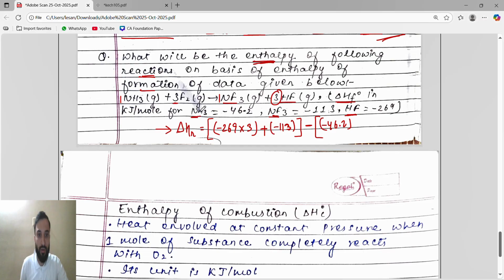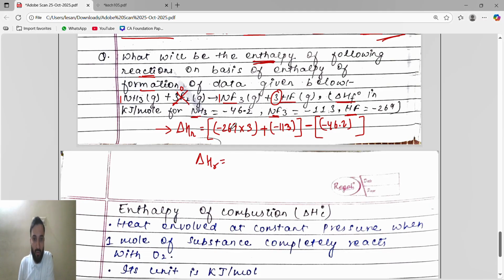F2 value is not given. Enthalpy of formation of F2 is not given. If it is not given, we will consider it as 0. Why? We will think that it is in the standard state of an element, and the enthalpy of formation of the standard state of an element is 0. That's why its value is not given. We will consider it as 0.